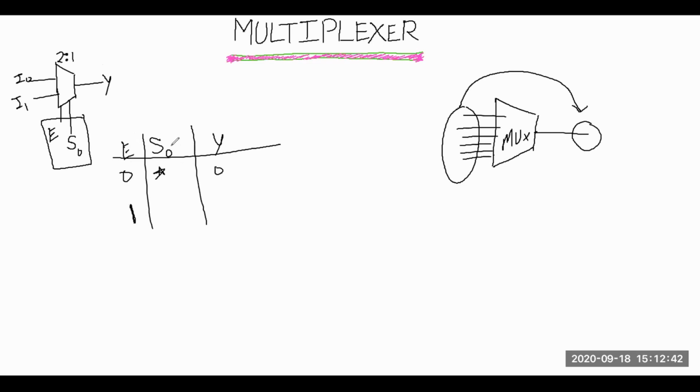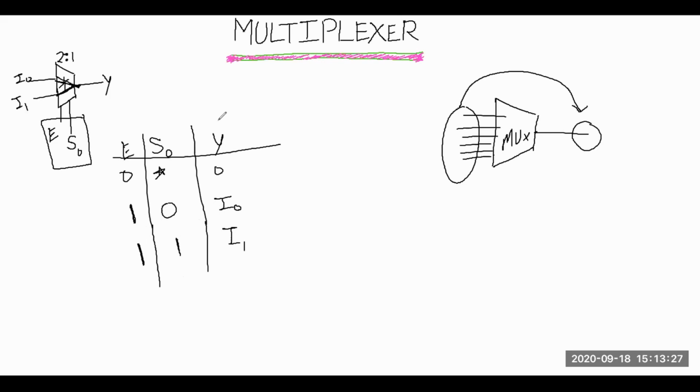Then if the select line is 0, the output is connected to I0, so you are getting I0 at your output. If I0 is 0, you will get 0; if I0 is 1, you will get 1. In the second case, when enable is 1 and S0 is 1, this wire connects here; virtually you can realize it this way. So you will get I1. If I1 is 0, you will get 0; if I1 is 1, you will get 1. In this way, you can realize a 2:1 multiplexer.